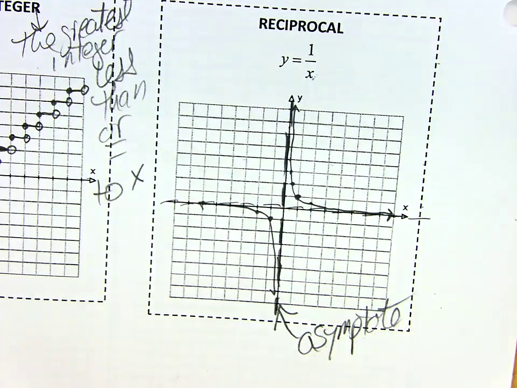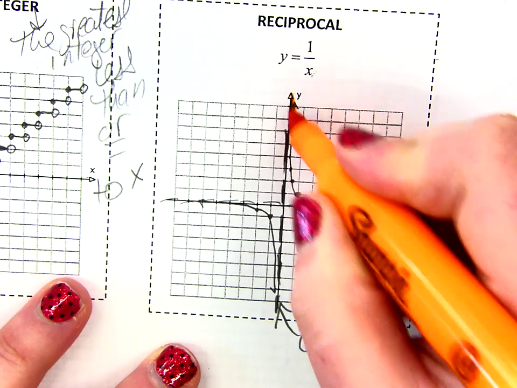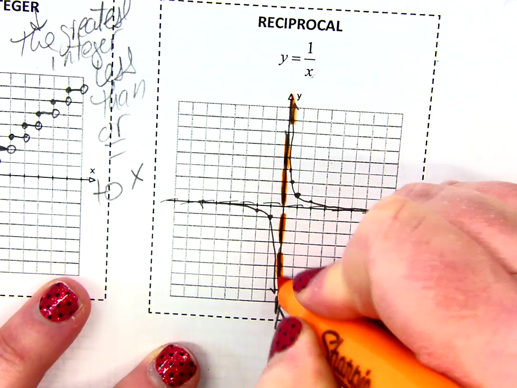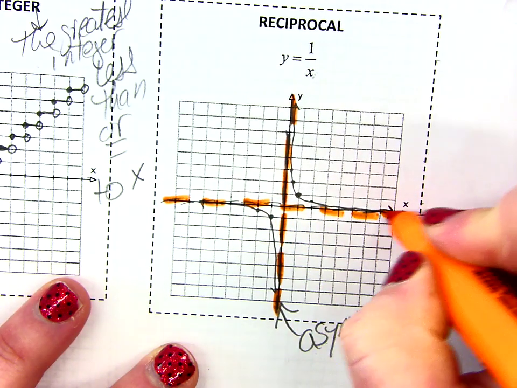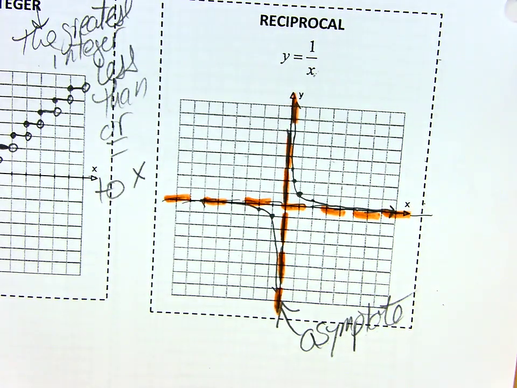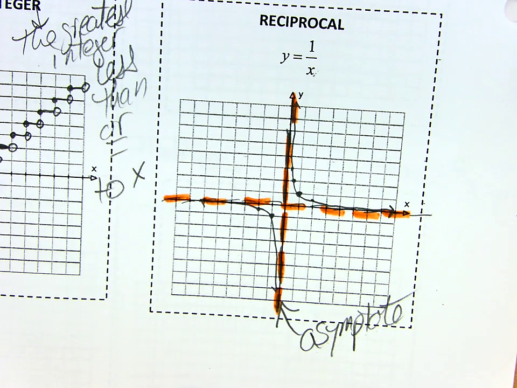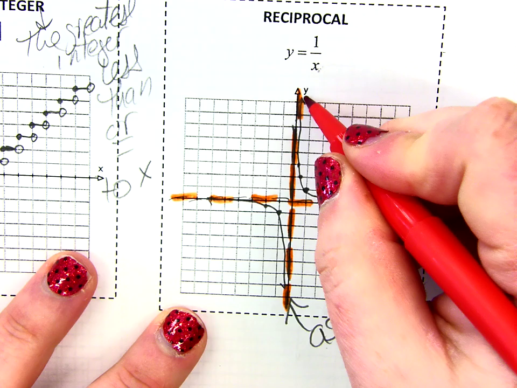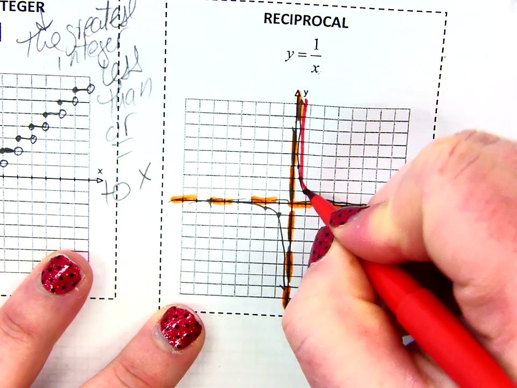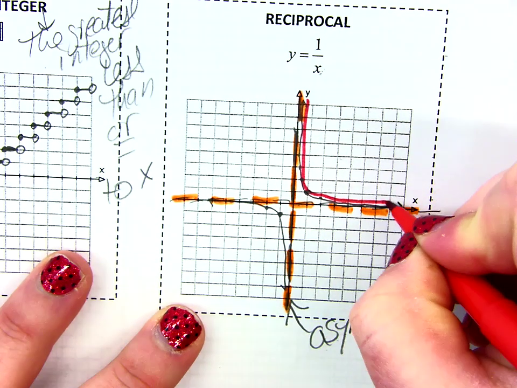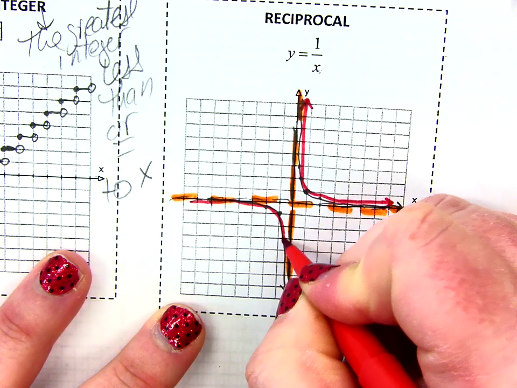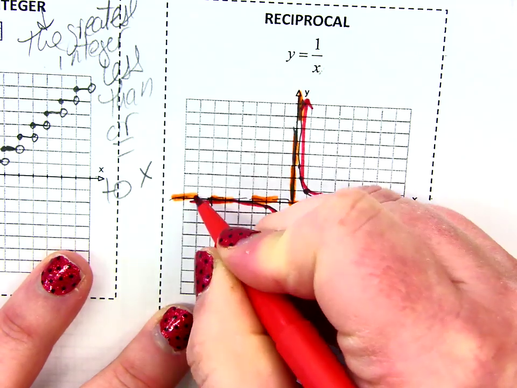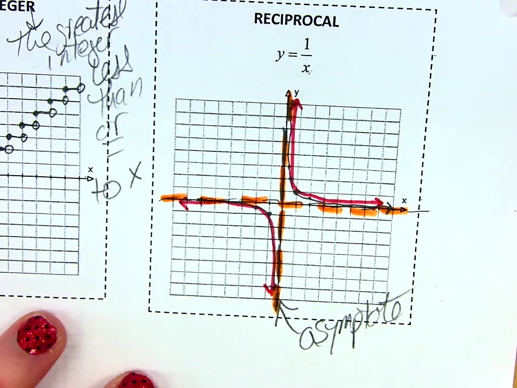I'm actually going to outline my asymptotes in orange just so maybe it'll make it a little bit clearer. So my graph, and maybe I'll outline my graph in, there we go. Okay.